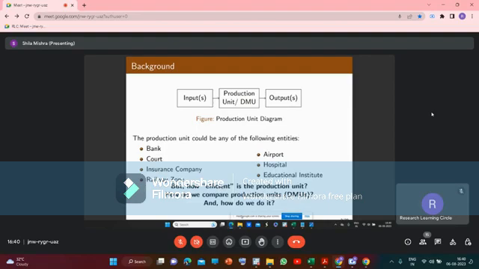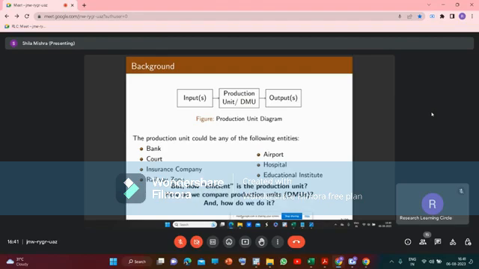Since many of the students in the lot are from economics, one can assume that you understand what a production unit is. A production unit uses some amount of input to produce some amount of output, right? These production units would be termed decision making units, because they do make decisions in terms of what amount of input they need to use to produce the output. Some decision making units might be producing one output, and some might be producing more than one output. Examples of production units include banks, courts, insurance companies, railway zones, airports, hospitals, and educational institutes.